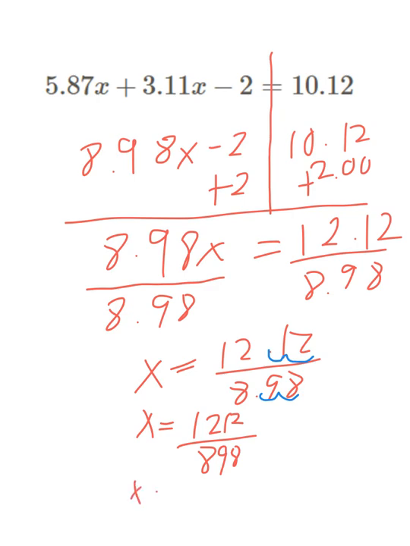So x equals, well, if you reduce this fraction, you get 606 over 449. Ooh, that's kind of an ugly answer. I hope I did everything correctly.